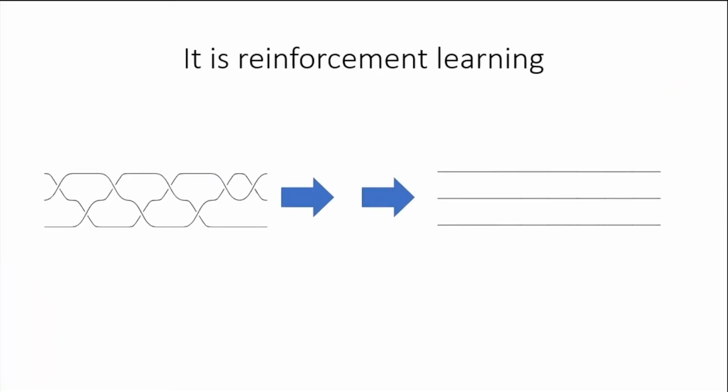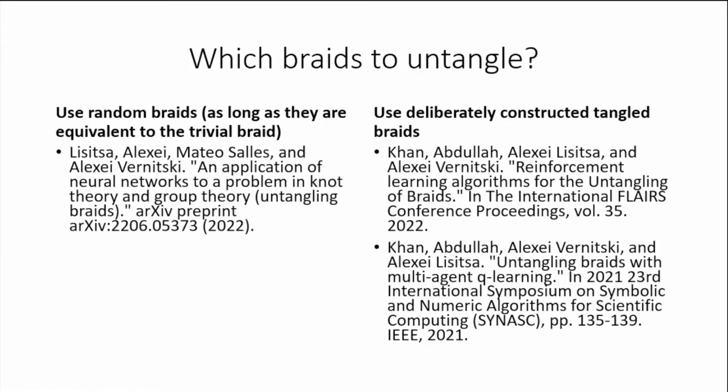So let me say again, it is reinforcement learning. So we start with a braid which is tangled, and you can pull some fragments of the ropes up or down on this diagram and behind each other, and you end up with a braid which is completely untangled. And let me present to you some choices which we had to make. For example, in this particular study, we use random trivial braids. So we generate a random braid, we check whether it can be untangled. If it can be untangled, then we feed it into the agent as one of the examples on which to learn. But we could have used something different.